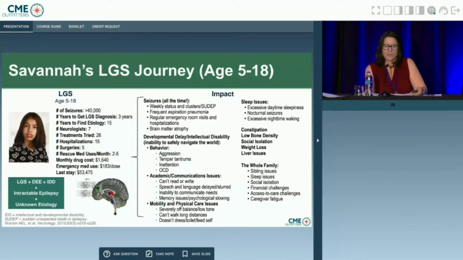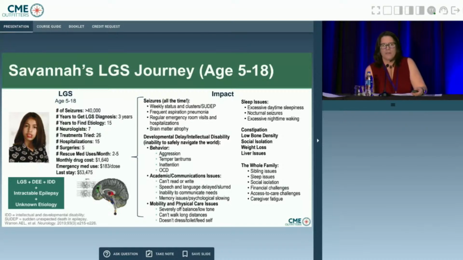When we think about the seizures, we think about a lot of the different impacts: weekly status epilepticus, clusters, potential SUDEP. She would get aspiration pneumonia all the time. We were regulars in the ER on a first-name basis, and by the time she was 7, she was being diagnosed with brain matter atrophy, which nobody really told us what that meant. But there are so many other issues. There are behaviors, there are communication issues, mostly expressive. There are issues in academics. She doesn't read or write, even though she's 31 years old now. There's mobility and physical care issues. There's sleep, constipation, bone density, social isolation, issues with access. And so it's hard to know where to start.